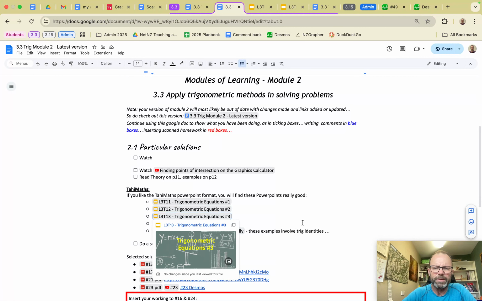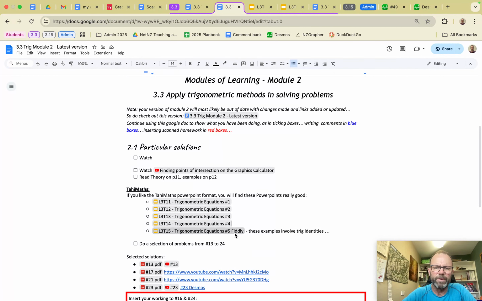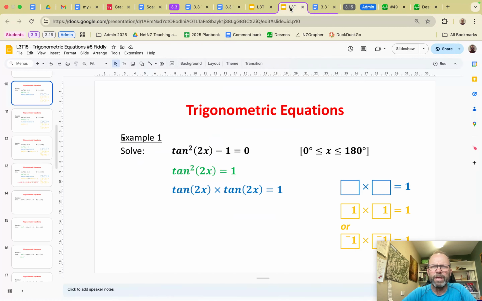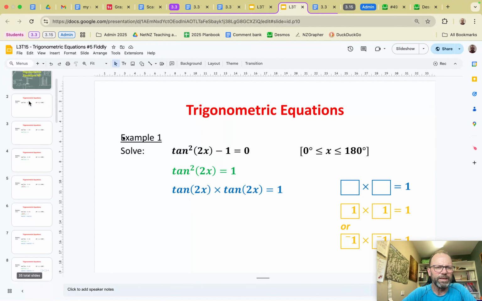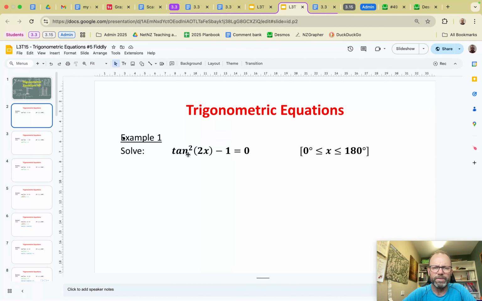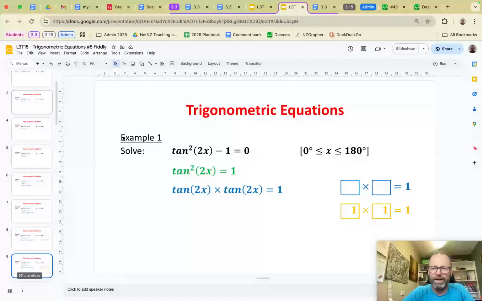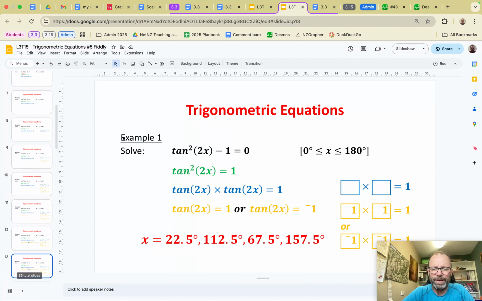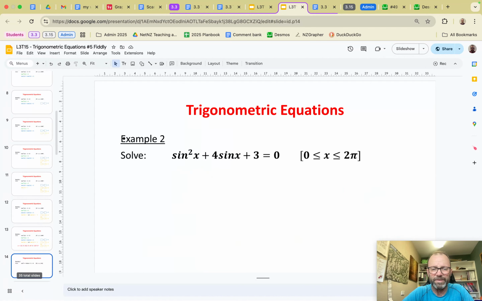Look at these other ones. This one here, just a heads up, I've got here fiddly. These examples involve trig identities. Now, trig identities, for example, if you had this in front of you, how do you start this? What you've got to actually do here is realize that's a squared function, and there's always these little tricks, and then work backwards from there.